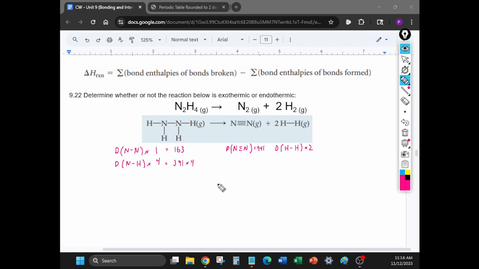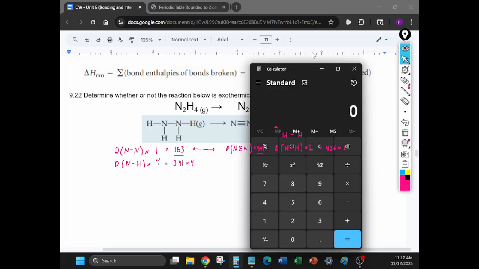Before we move on, what do you notice about the single versus the triple? What do you notice about their bond enthalpies? Yeah, triple's a lot higher, right? Which goes with what we learned, that triple bonds are stronger than single bonds. The value is a lot higher. And then the HH single bond is 436, but there are 2 of these molecules, so we're going to have to multiply that by 2. So those are our values.